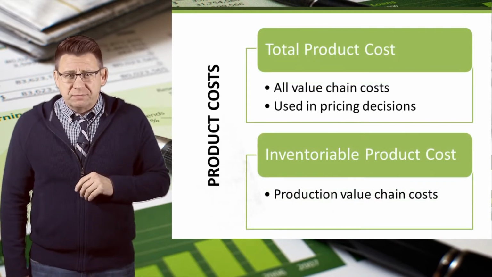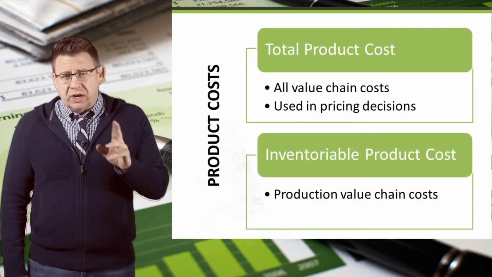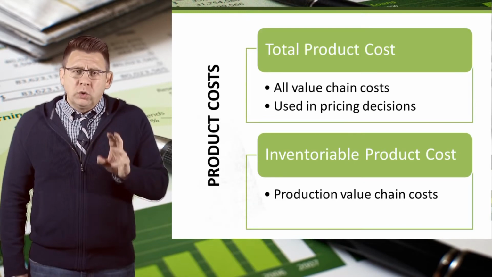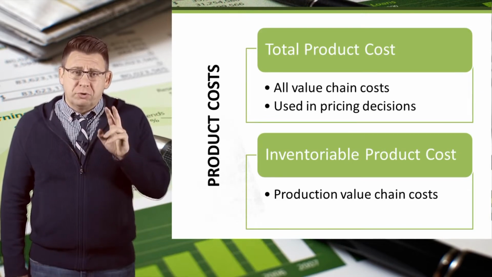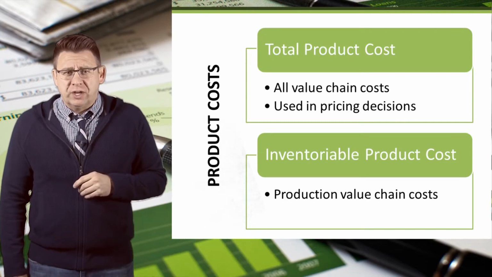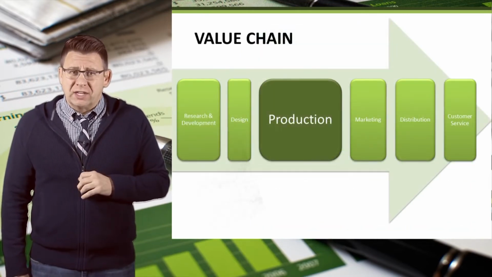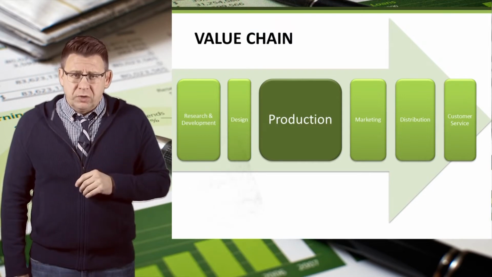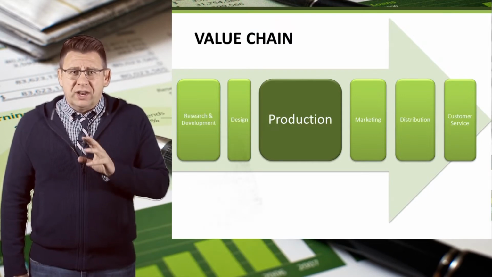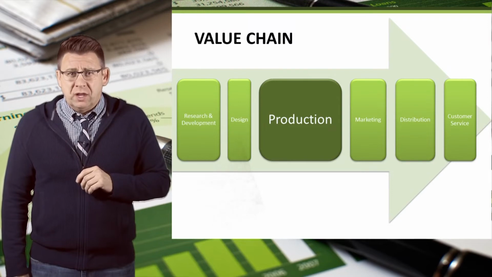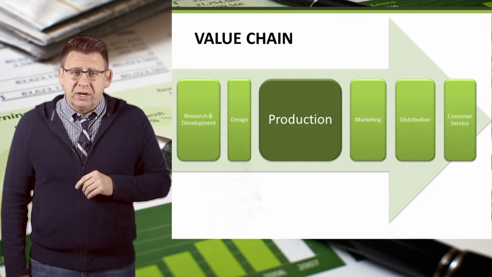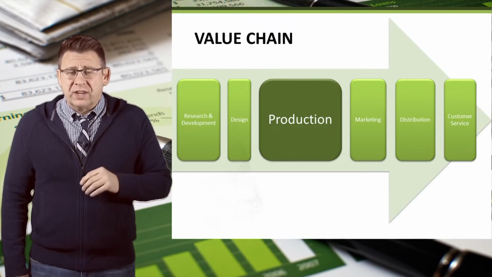Inventoriable product costs, which are sometimes just called product costs, are only the costs incurred during the production stage of the value chain. Since inventoriable product costs include only costs incurred during production, all costs incurred in other stages of the value chain must be reported in the period in which they are incurred as expenses.